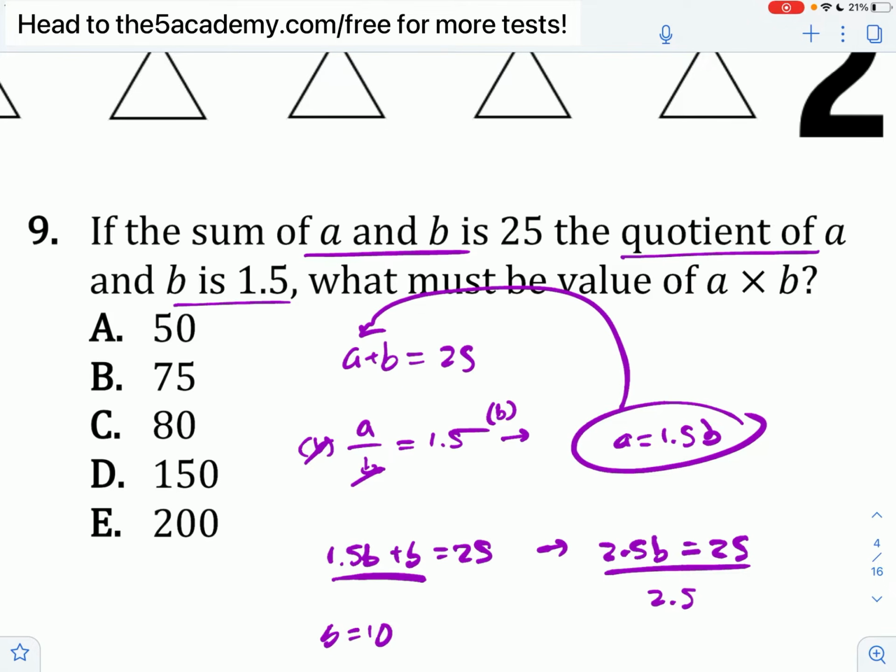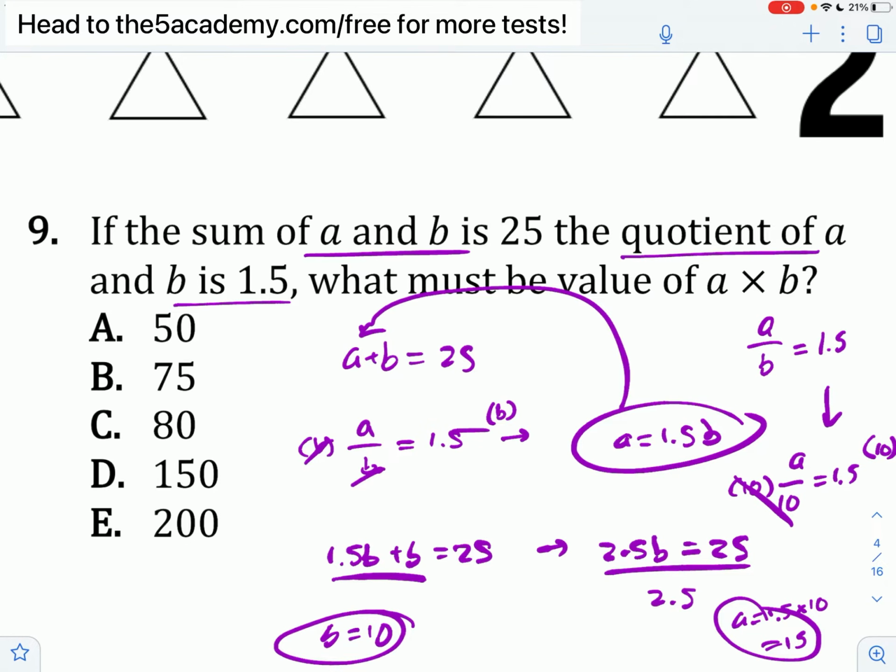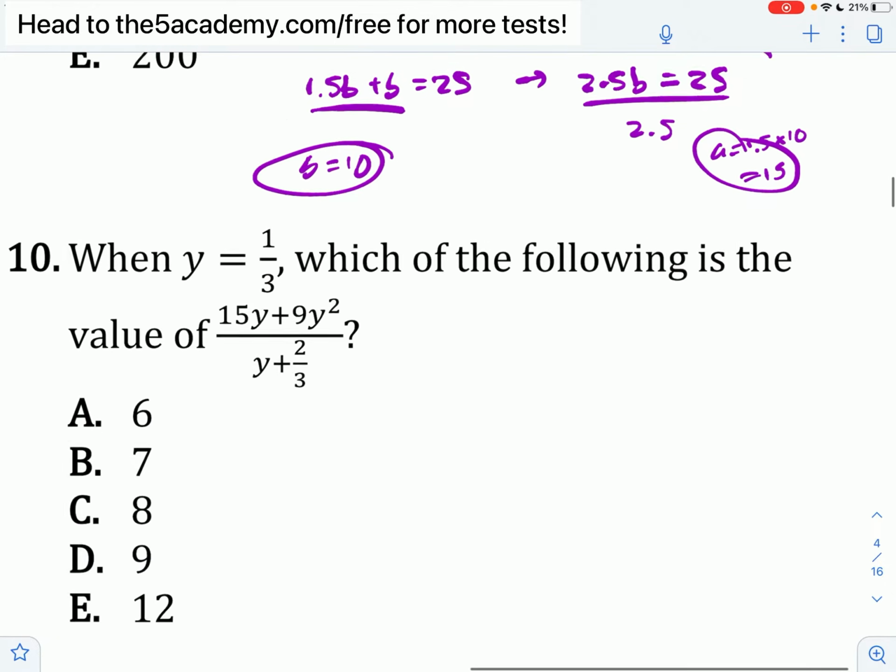Now using that, and the fact that I know that A over B is equal to 1.5, I can write this as A over 10 is equal to 1.5. Multiply both sides by 10. We get A equals 1.5 times 10. That's equal to 15. Now, if A is equal to 15, B is equal to 10, what's A times B? 150. All right, simple as that.